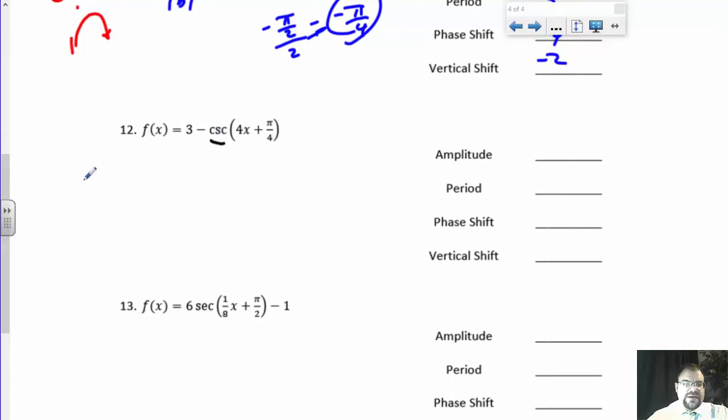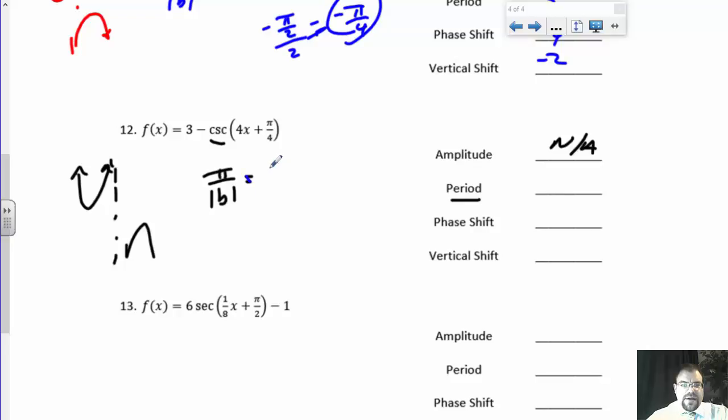Okay, cosecant, again, does the same thing sine does. It goes up forever and down forever across asymptotes here. So there is no amplitude to measure. It's not really valid for this problem. The period is going to be pi over b because it's not a sine or a cosine graph. So pi over 4, in other words. So that's your period. That's pretty straightforward.